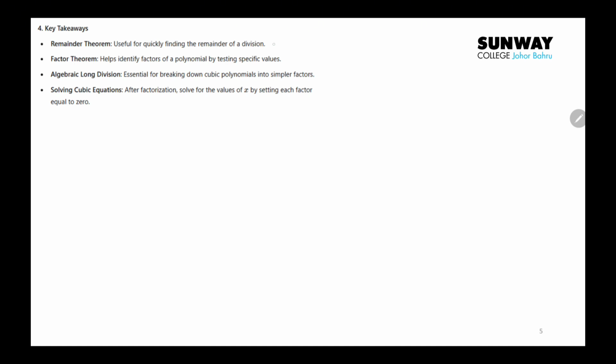So the key takeaway from this particular chapter is remainder theorem, factor theorem, and long division, and you can use long division as well as factorization to solve cubic equations.